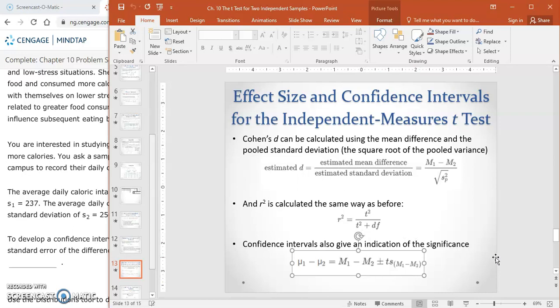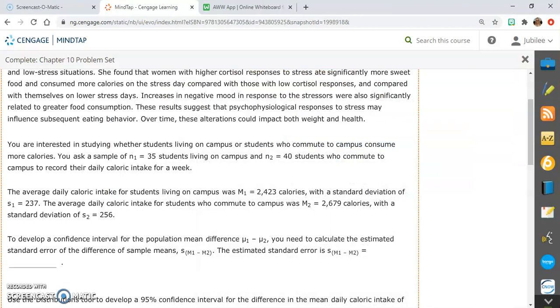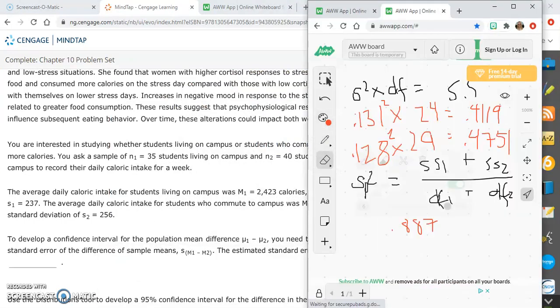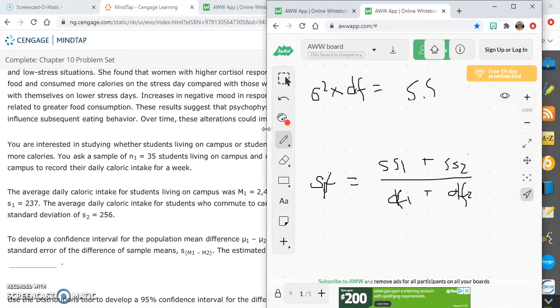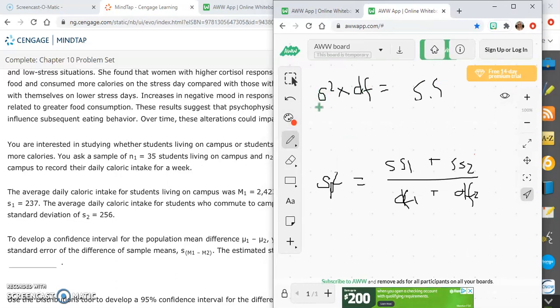Okay, so before I can calculate the standard error, I have to first calculate pooled variance. So I have some formulas here to calculate pooled variance. Pooled variance is the sum of squares of both groups divided by the degrees of freedom of both groups. Now remember that the question gives us the standard deviation, not the sums of squares. But to get the sums of squares from the standard deviation, you take the standard deviation and square it, and then multiply it by degrees of freedom. So I'm going to start by doing that.